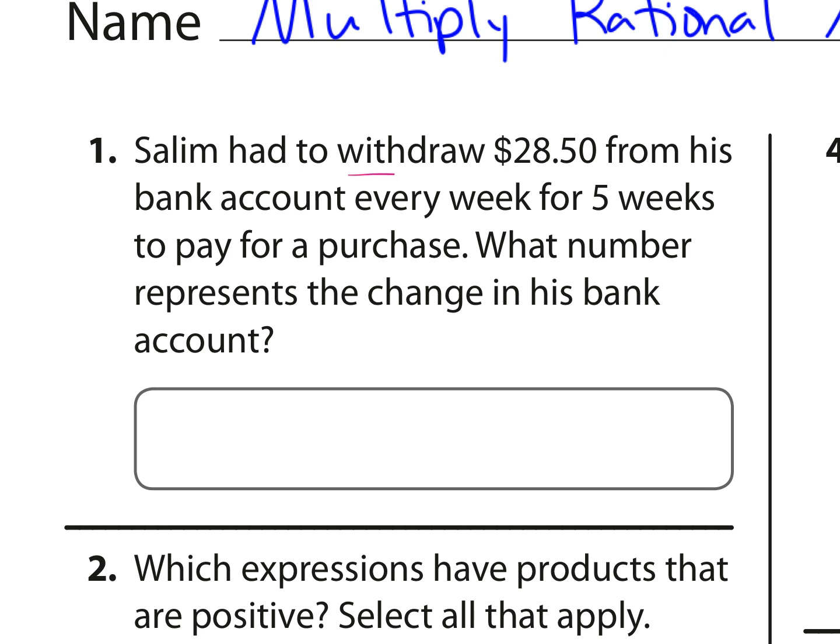Well, he's withdrawing money from his account, so that indicates that he is subtracting or deducting $28.50 every week for 5 weeks. So we're going to multiply that by 5. So a negative times a positive is a negative 142.5, which if we think of this in terms of money, it's a negative $142.50.